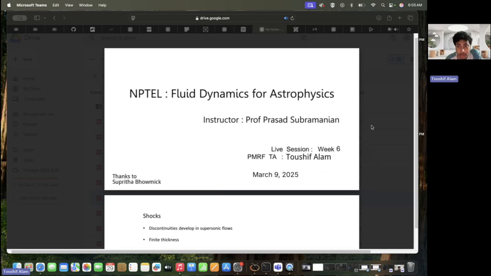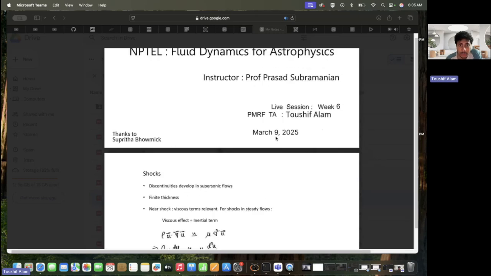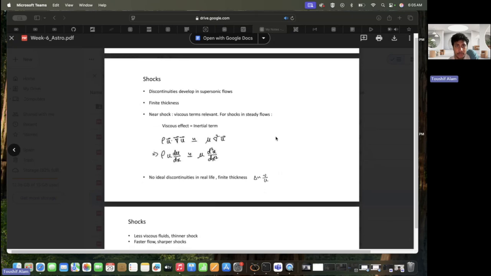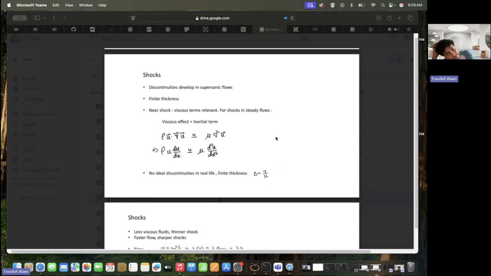Okay, so where are we? Last time we discussed shocks, not elaborately, but briefly. We talked about what shocks are in some assignment question. So basically, shocks are discontinuities developed in supersonic flow.